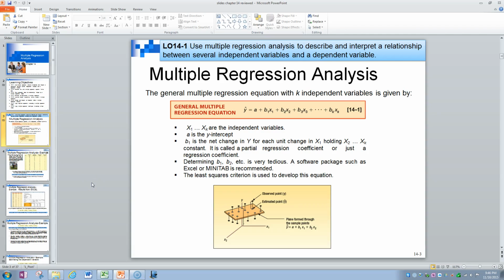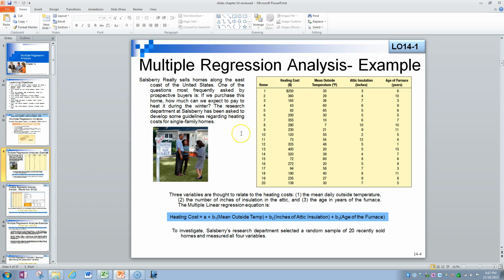In section 1 of chapter 14, we have the introduction of multiple regression analysis. The general multiple regression equation has k independent variables. In chapter 13, we looked at the model with one independent variable. Now, the general multiple regression equation can have many independent variables. This is an example to illustrate this concept.